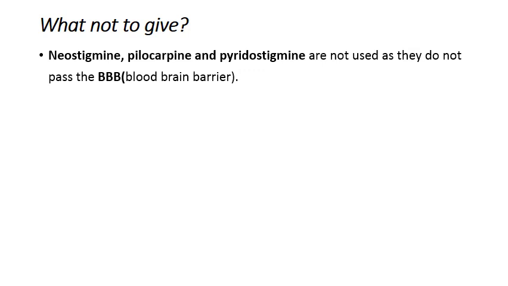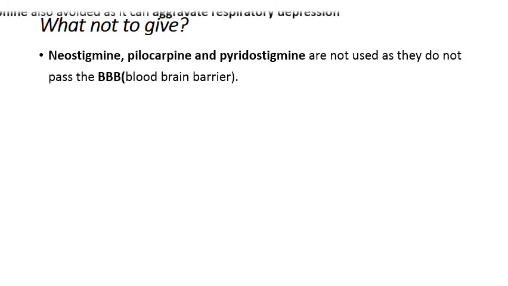Neostigmine, pilocarpine and pyridostigmine are the drugs that should not be given in a person who is poisoned due to Datura. The main reason for that is these compounds do not cross the blood-brain barrier, and hence they may not be effective in treatment of Datura poisoning.